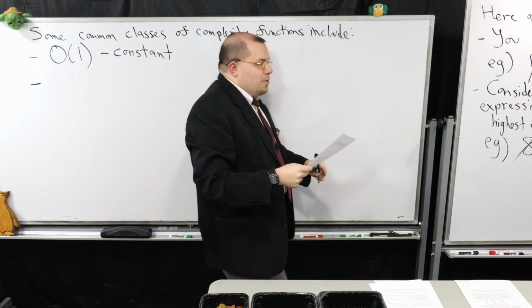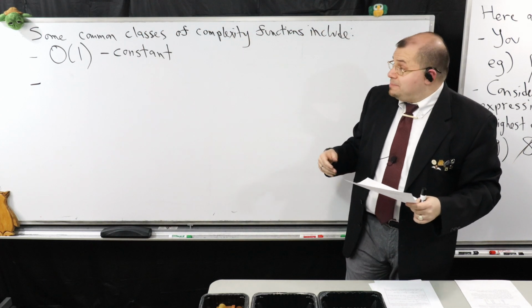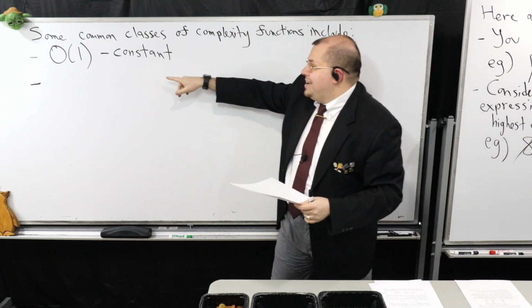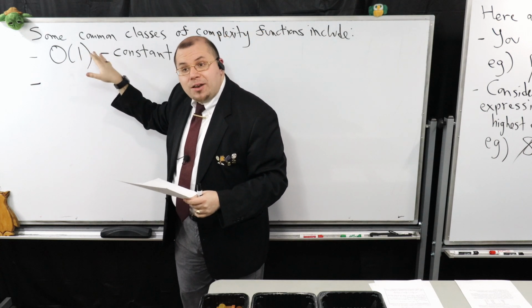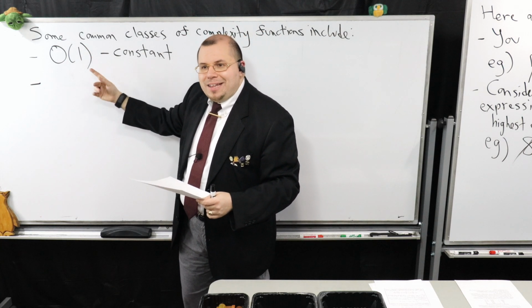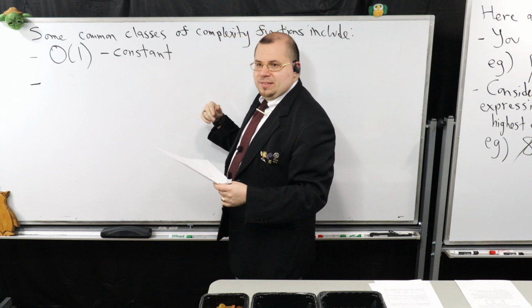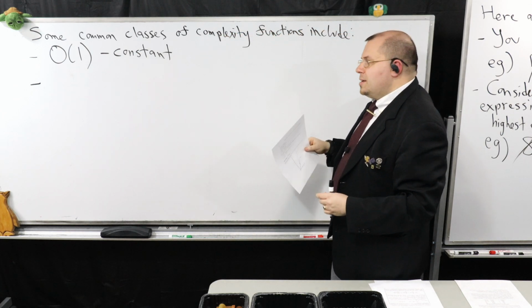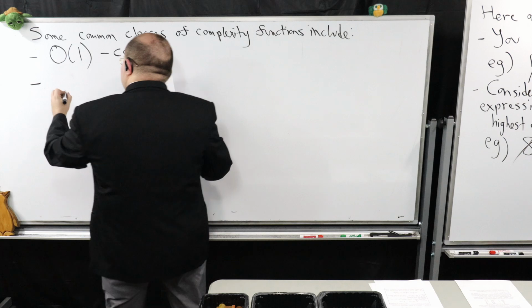So if you can get an algorithm that runs in constant time, that's really fast, because notice that if it was, say, big O of n, that would depend on the input size, right? But here, it doesn't depend at all on the input size. So that's the first one.